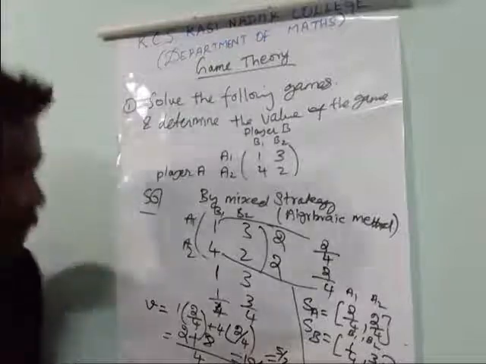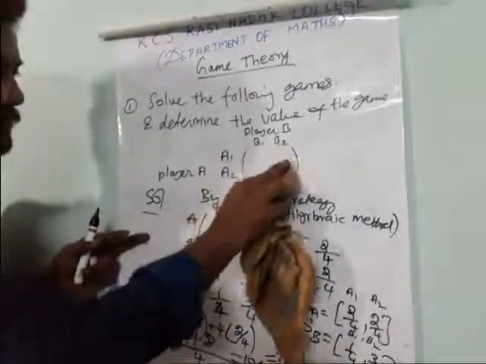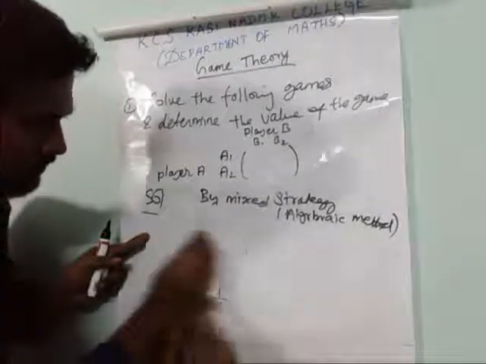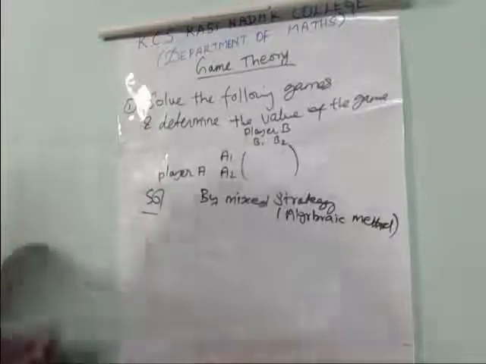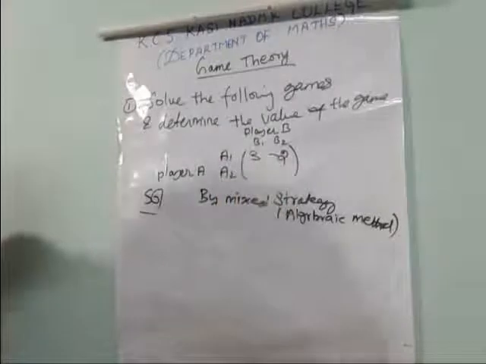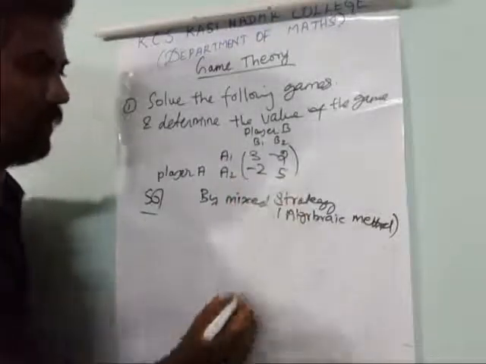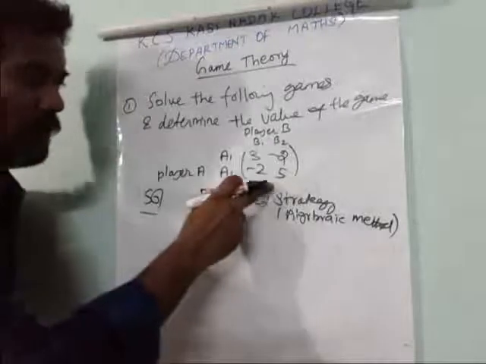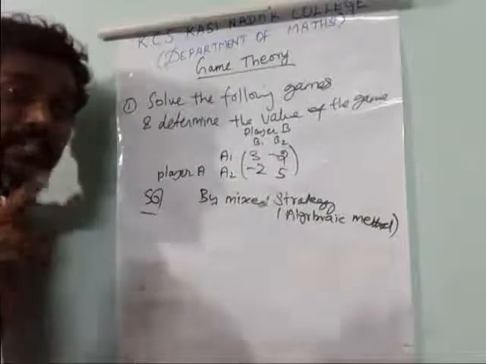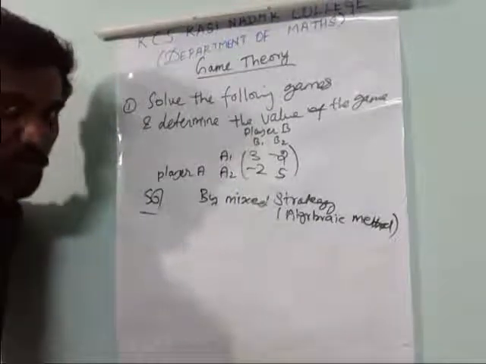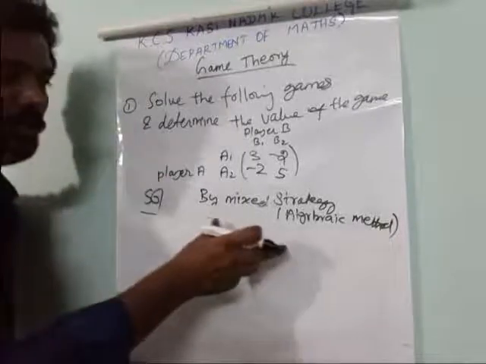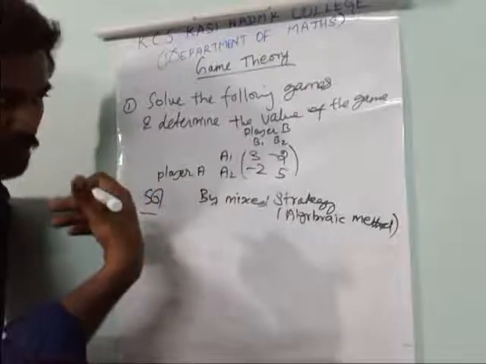So, we'll do one more problem. So 3, minus 2, 5. In this problem also, it is a 2 by 2 matrix. First you check whether it is a pure strategy. Pure strategy is nothing but the maximin-minimax principle concept. You know, if the maximin value is equal to the minimax value, that is pure strategy. First you check that one. After that you come to this one. Now I will directly do this problem.